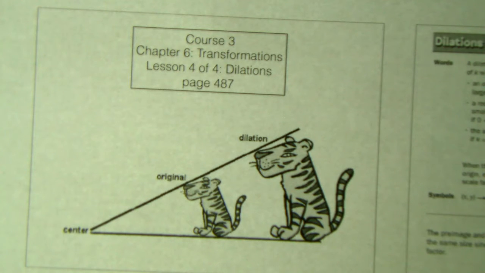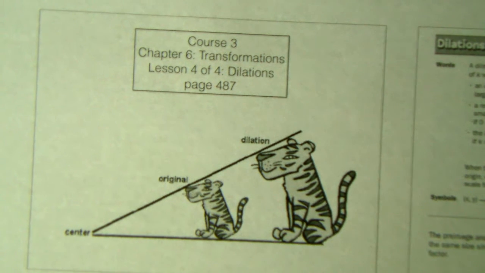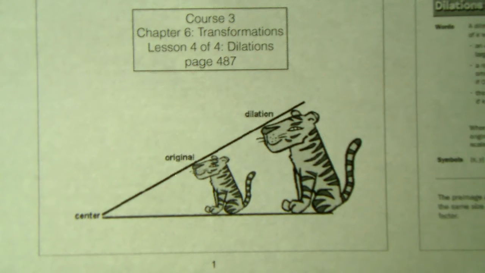Chapter 6, lesson 4, the final lesson in chapter 6, because there's only 4 tiny little lessons. I already talked about this, kind of introduced some of the vocab before you guys went to lunch. A dilation.